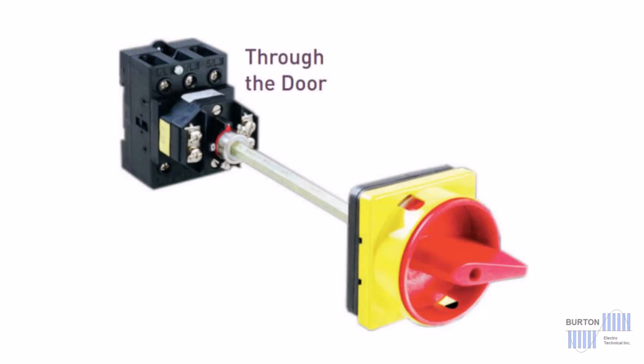Isolation switches come in various configurations and ratings. They can be either side-mounted or front-mounted. The unit shown is a front-mounted rotary disconnect with an adjustable length rod. This rod allows it to be custom fit to different backplane depths.